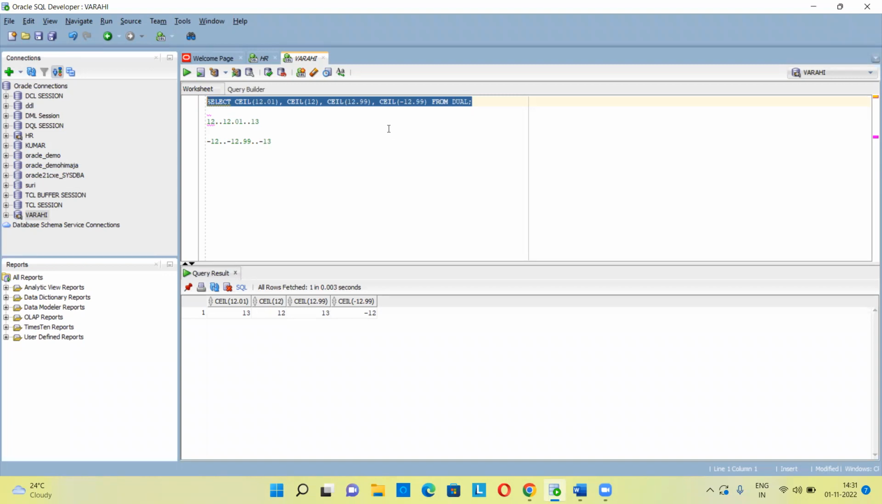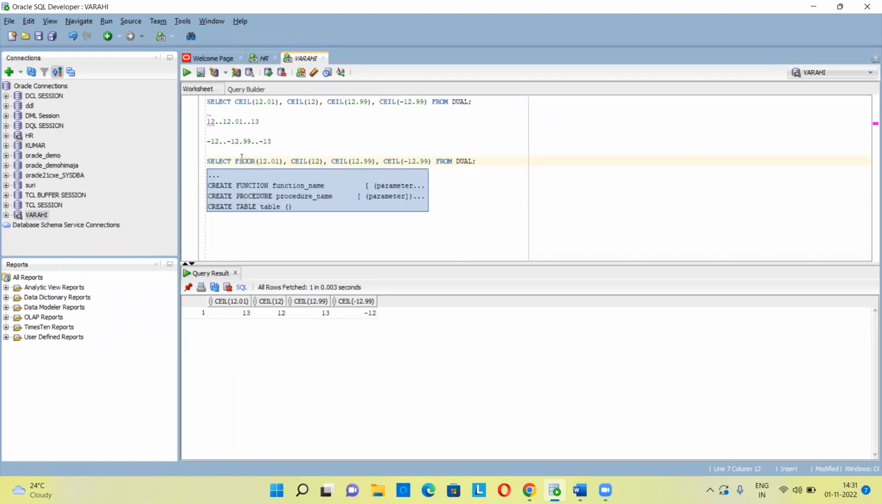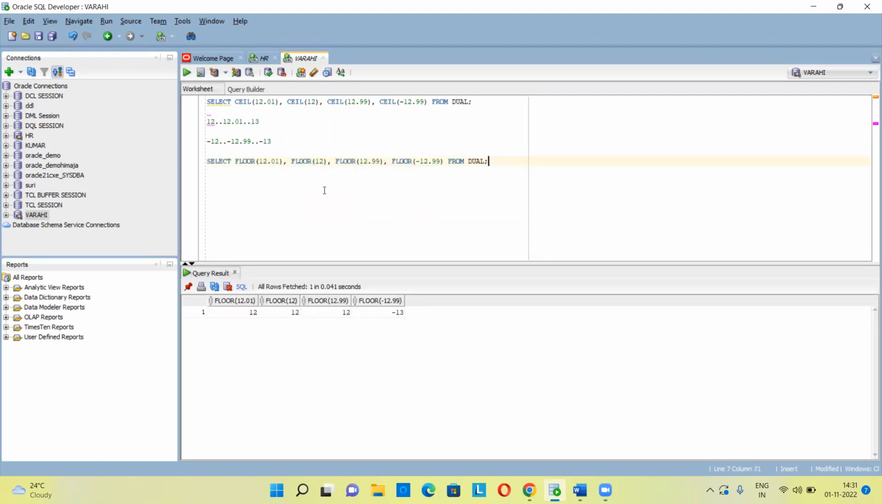Now we'll see the same example with the flooring. I'm just replacing the ceil with the floor. So what this floor will do, it will be rounding your input value to the nearest lowest value. Very simple. There is nothing much to discuss.